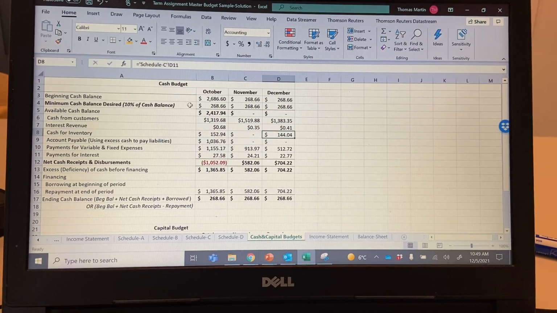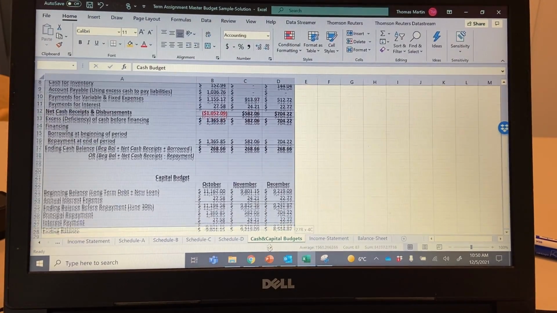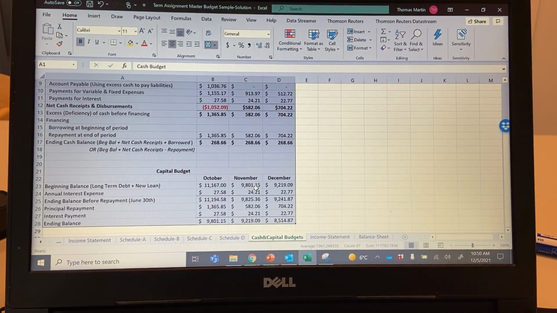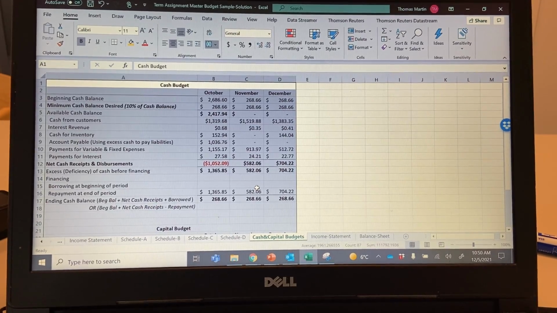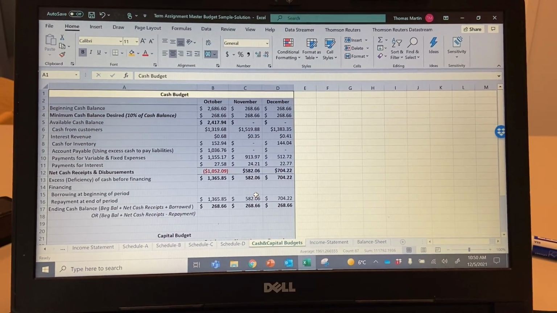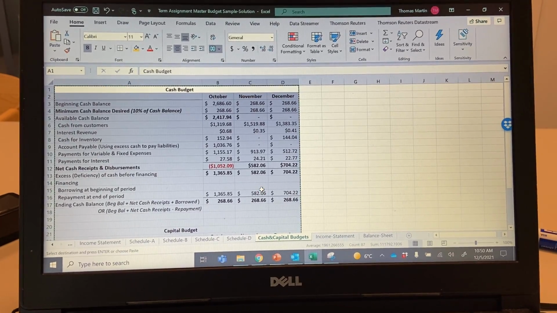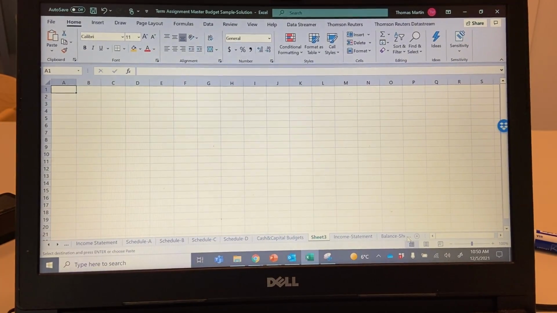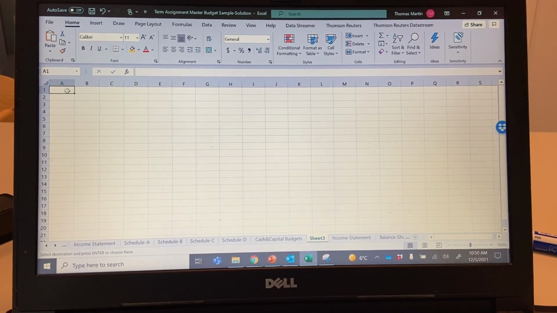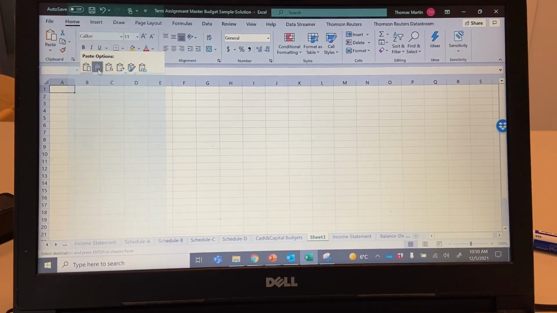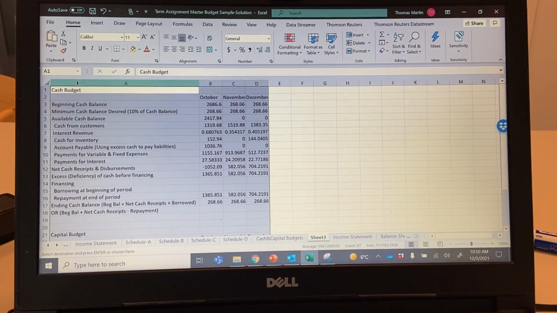And what you'll want to do now, guys, is copy this cash and capital budget, because this is now the cash and capital budget with your change of 10%. So you have an increase in 10%. So you can copy this, go to a new sheet, and what I'm going to do is paste the numbers.